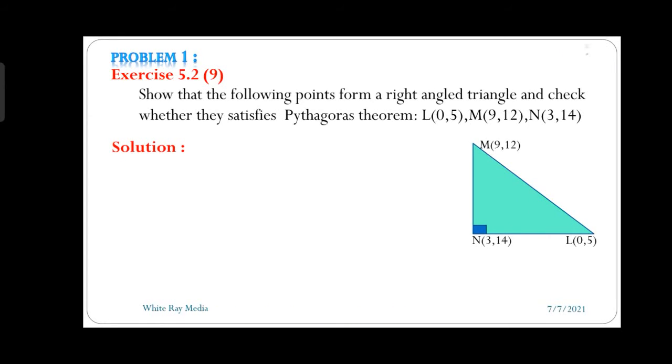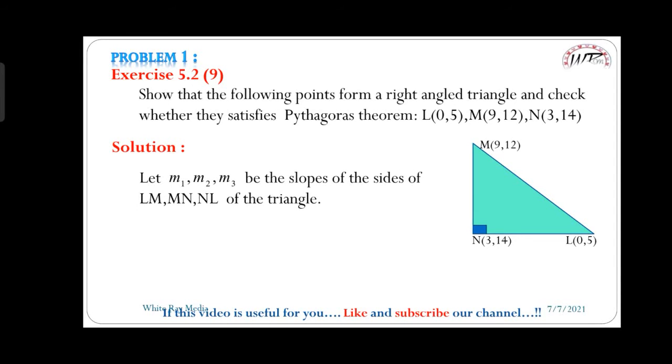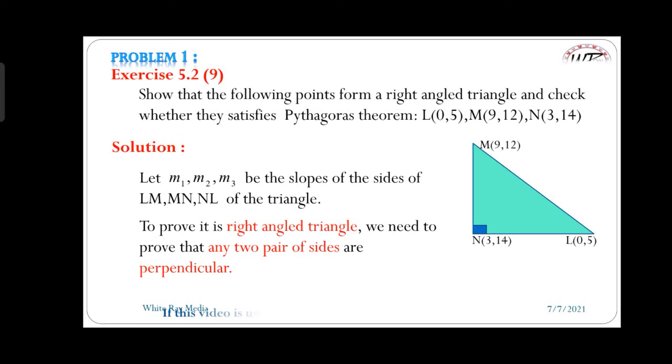You can see the illustration diagram with the given points. Let m1, m2, m3 be the slopes of the sides LM, MN, NL of the triangle. To prove it is a right angle triangle, we need to prove that any two pair of sides are perpendicular. Now let us see how to find the slopes of the sides. First, the slope of the side LM, it is taken as m1.